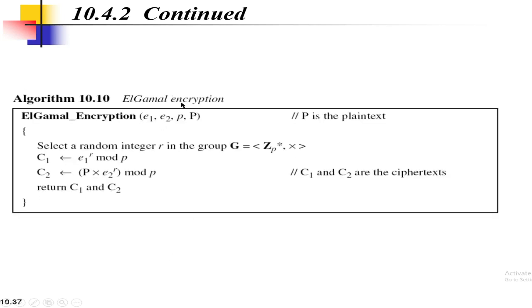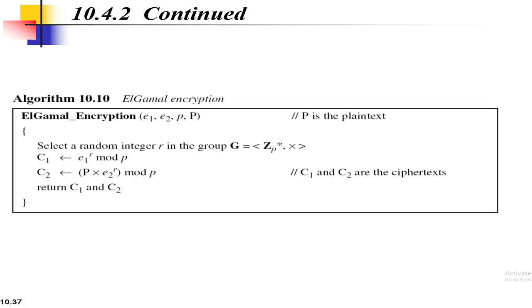Now let's move on to the ElGamal encryption algorithm. Here the parameters required are E1, E2 and P, the prime number, and capital P, the plain text. First it selects a random integer R, which also belongs to ZP star. Then it calculates two ciphertexts, C1 and C2. C1 equals E1 to the power R mod P and C2 equals P times E2 to the power R mod P, and it returns C1 and C2.